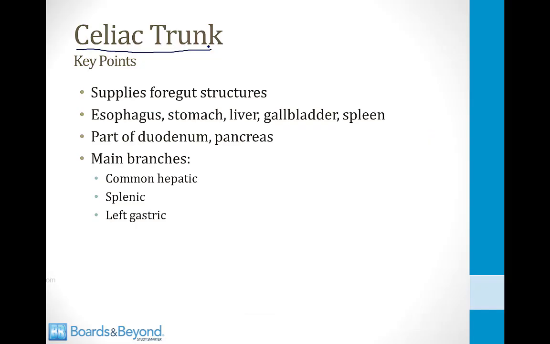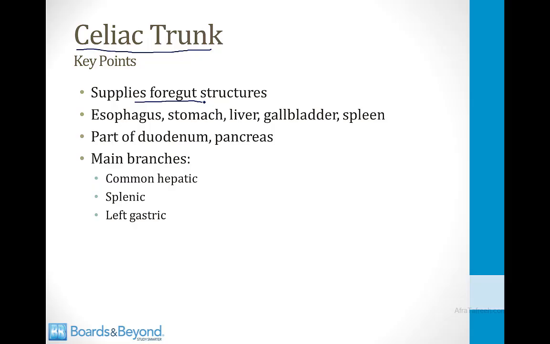On this slide, I've listed the key points you should remember about this branch of the abdominal aorta. The first thing you should know about the celiac trunk is that it supplies the embryologic foregut structures. Each of the major branches of the abdominal aorta, the celiac trunk, the SMA, and the IMA, supplies a different embryologic portion of the gut. The celiac trunk supplies the foregut, and as we will see, the SMA supplies the midgut, and the IMA supplies the hindgut.